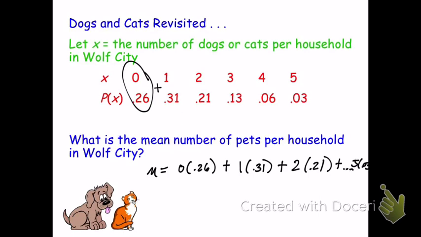So type that in your calculator. You don't even have to do the first one because it's 0. You're taking your x times your probability for each x value. You're adding those all together. And you should get an expected value that will most likely be a decimal. So when someone gets that, tell me what you get.